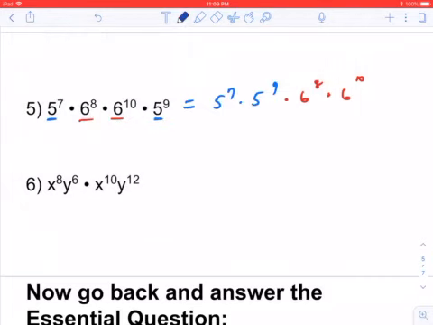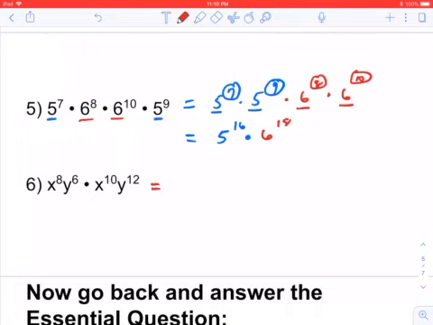Okay, so, oops, let's go down. That means if we get our powers of 5 together, we have 5 to the 7 plus 9 power, which is 16. 5 to the 16th power times 6 to the 8th times 6 to the 10th is going to be 6 to the, add these together, 18th power, and we'll leave it at that.